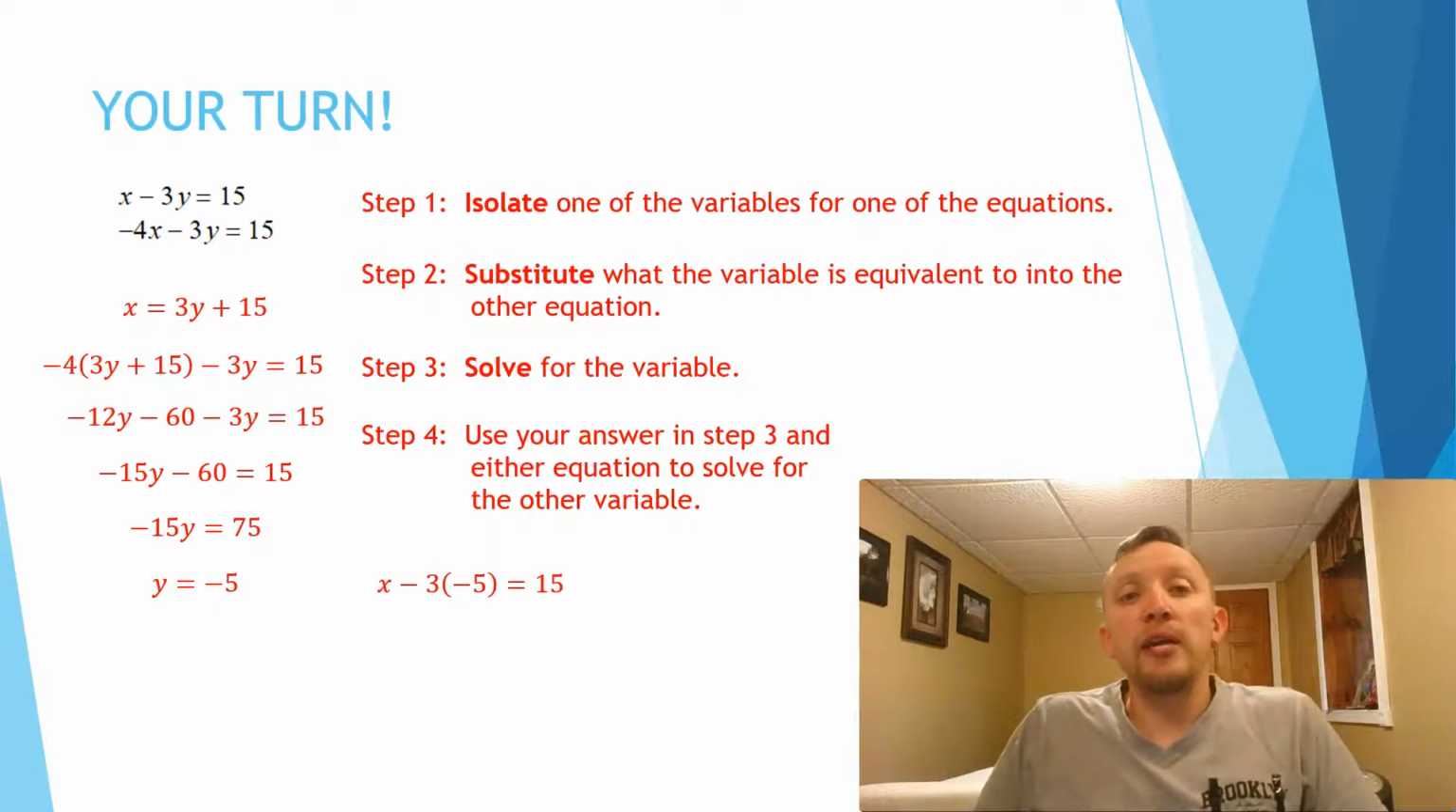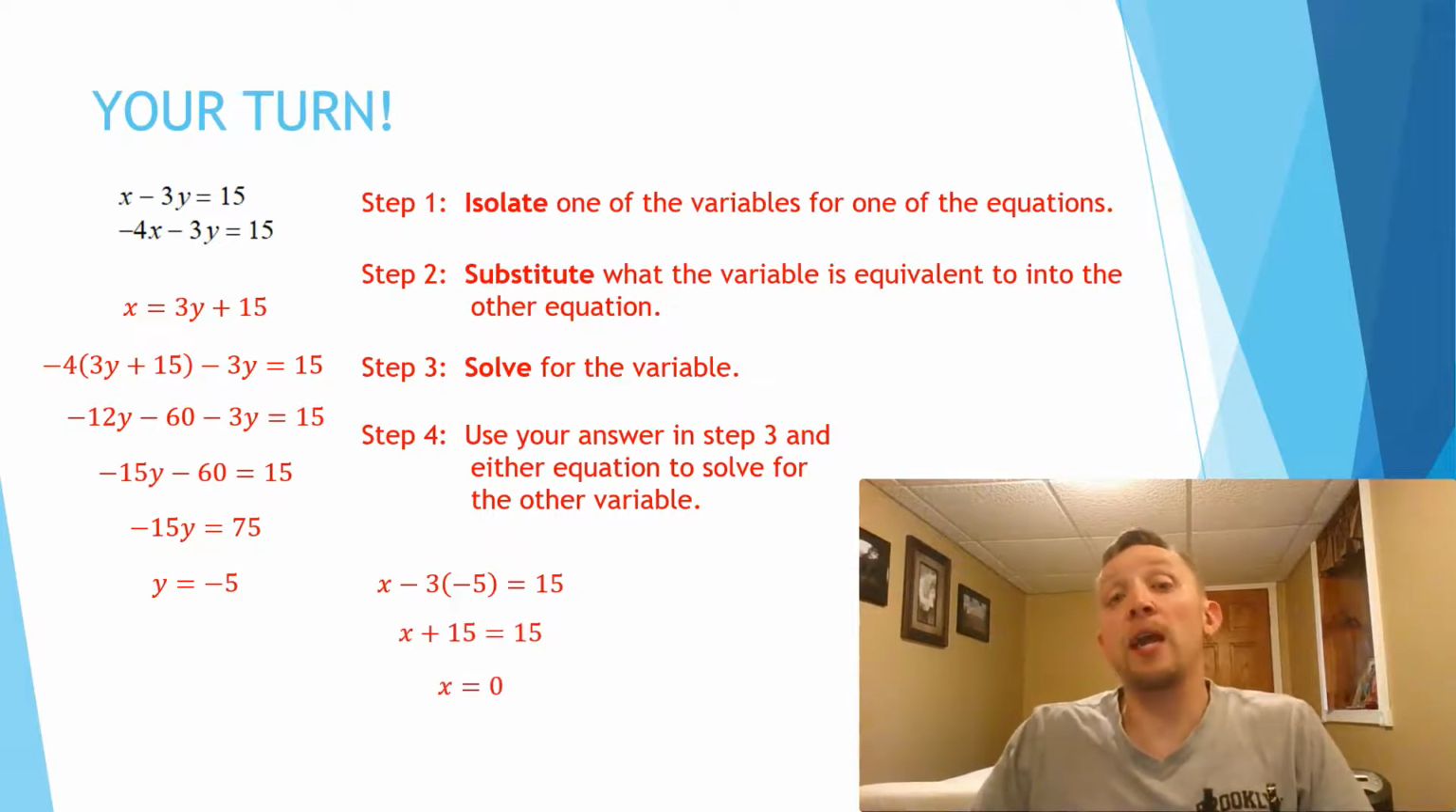All right, so we would take negative 3 times negative 5 and get positive 15. And if I subtract 15 from both sides, I get x equals 0. So that means my solution is the coordinate when x is 0, y is negative 5.